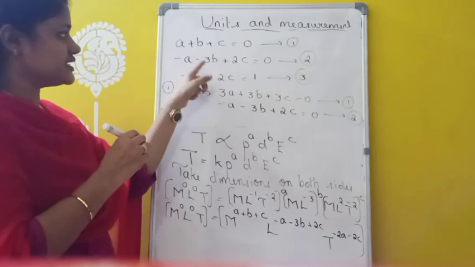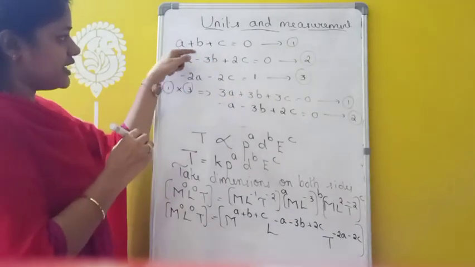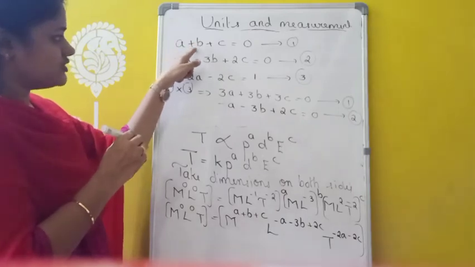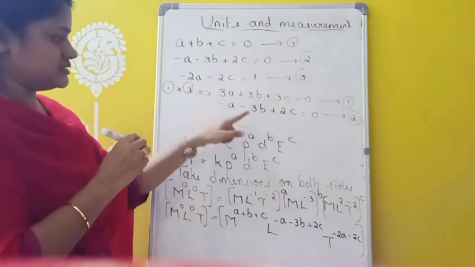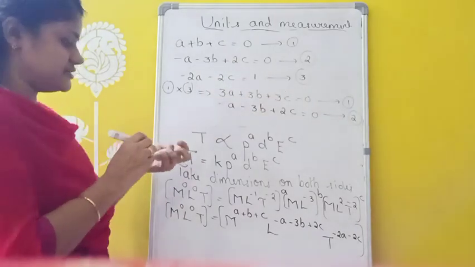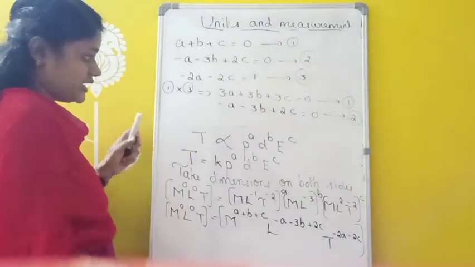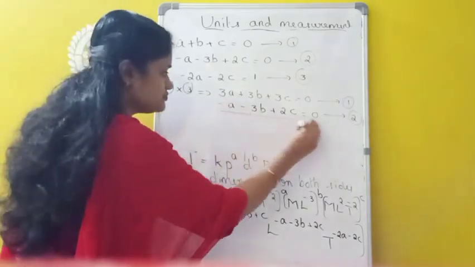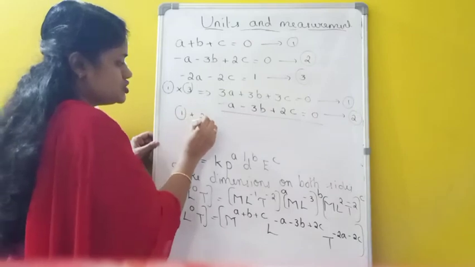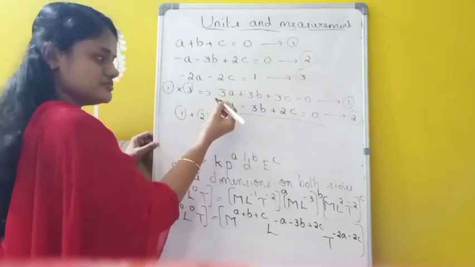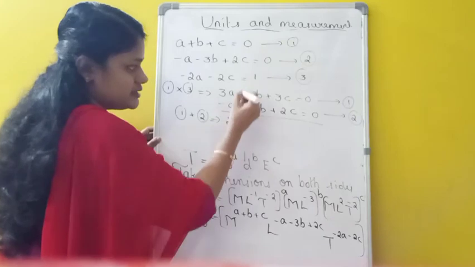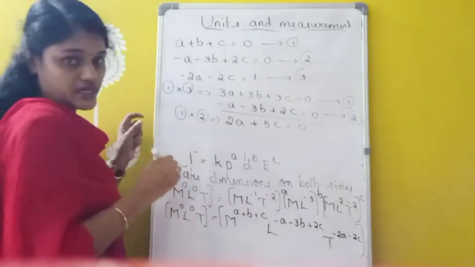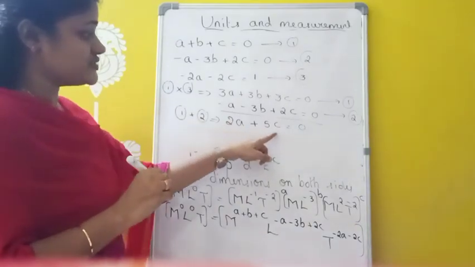So the equation becomes 3a plus 3b plus 3c. And in this equation I am multiplying the coefficient of b. So what is the coefficient of b here? 1. So I have to multiply 1 with all these terms. That means the equation remains the same. Now when I am adding these two equations, 1 and 2: 3a minus a is 2a, the b terms cancel, and here plus 5c equals 0. So now you got another equation, 2a plus 5c equals 0.